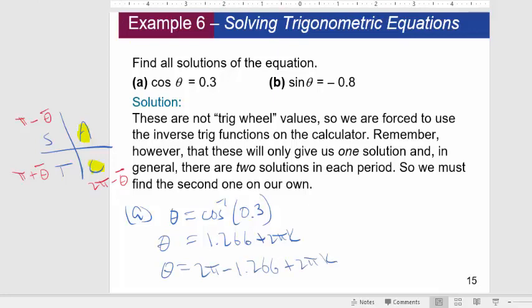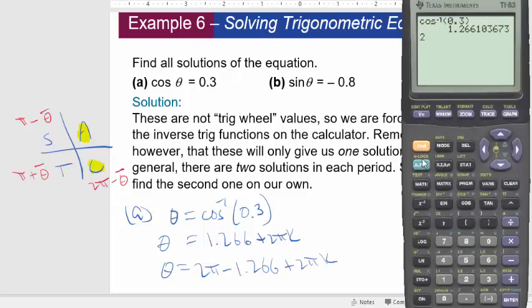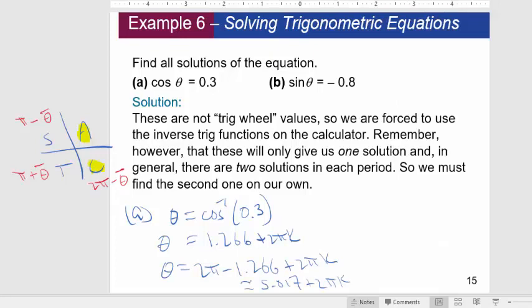So if we want to get an approximation of that, we can just do 2 pi minus the answer, and it'll give us 5.017. So our other solution would be 5.017 plus 2 pi k. But again, personally, I would take it as 2 pi minus 1.266 plus 2 pi k, because they're just approximations anyway. So that's how you would do part A.